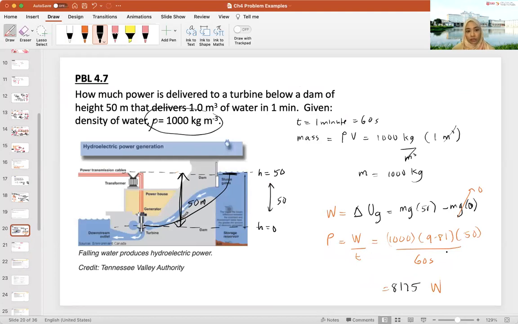8175 watt. Okay, so faham? So we didn't have to do EI equals EF because we knew that the energy was converted to become kinetic energy. We just wanted to know what was the work, what was the change. So this is the change, and that is enough to answer a power punya soalan. Sebab power ni senang juga.